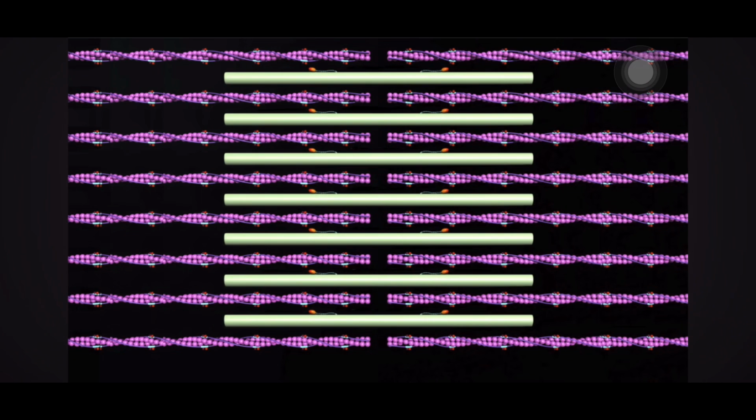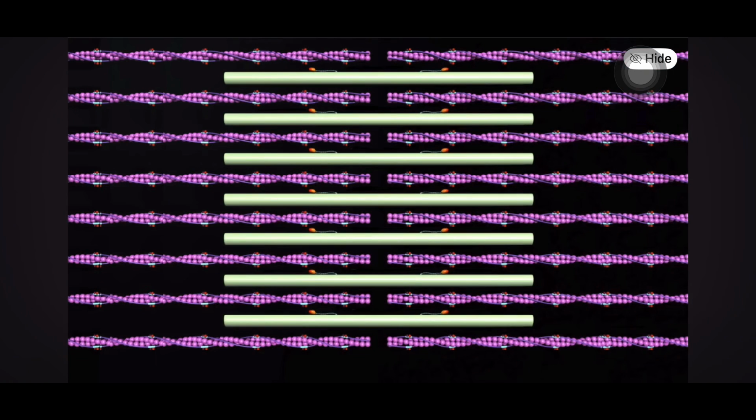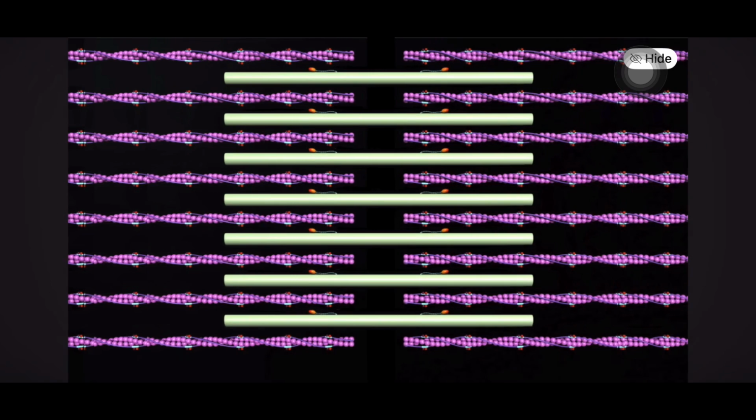Here calcium plays a major role, and moreover the enzyme ATPase also plays a major role, and moreover that mechanism is completely controlled by the nervous system.